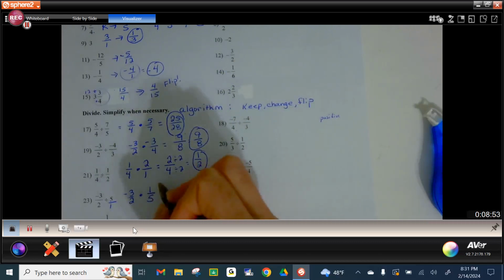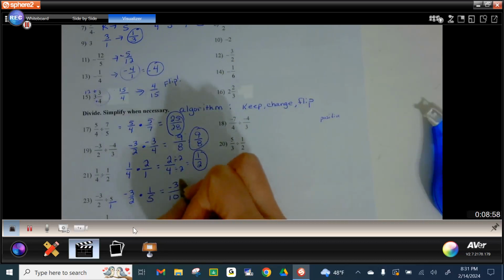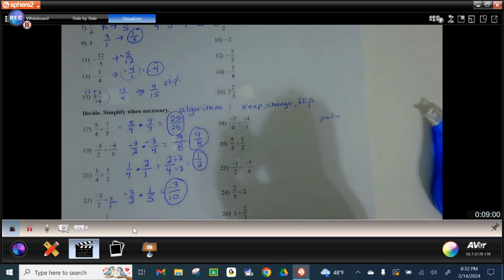And then we're going to multiply. Top times the top is negative 3. Bottom times the bottom is 10, and we're done. And you try this one now.